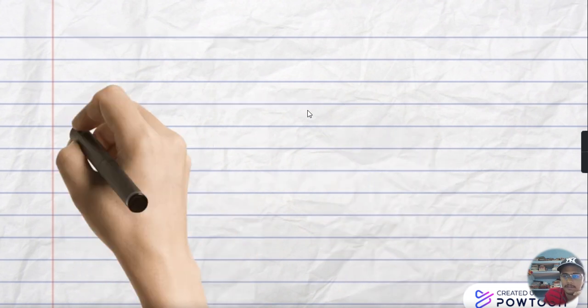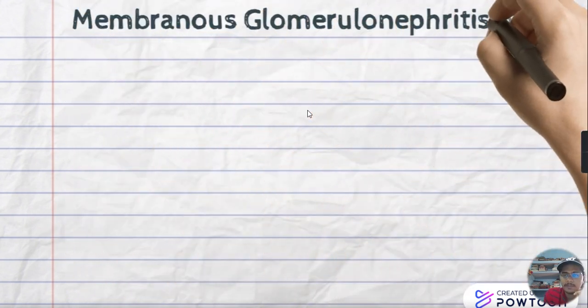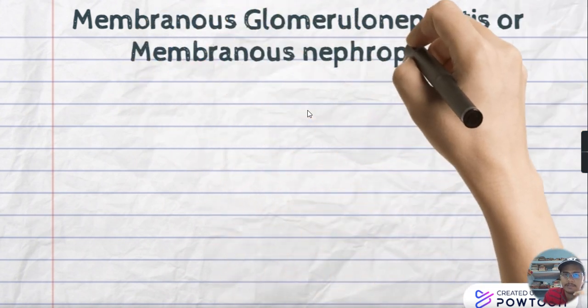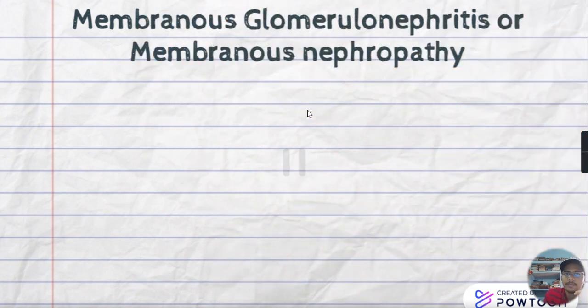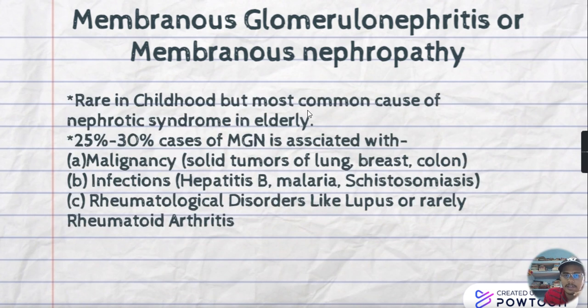Now let's move further. Now we will see membranous glomerulonephritis, or membranous nephropathy. Membranous glomerulonephritis, also called MGN, is also known as membranous nephropathy. It accounts for more than 30% of nephrotic syndrome, and it occurs in middle age, like 30 to 50 years. So it is rare in childhood, but the most common cause of nephrotic syndrome in the elderly. By elderly we mean the age range of 30 to 50 years.